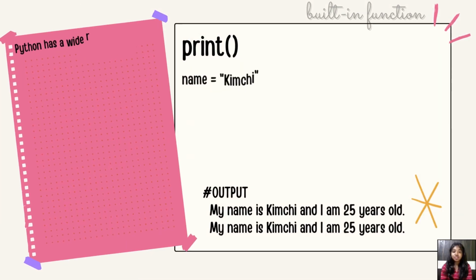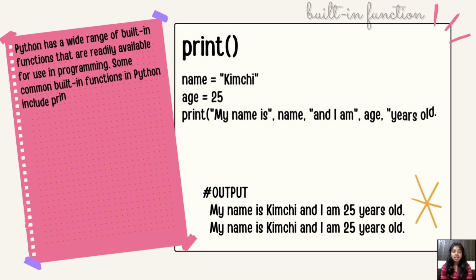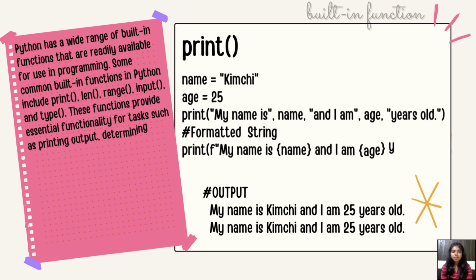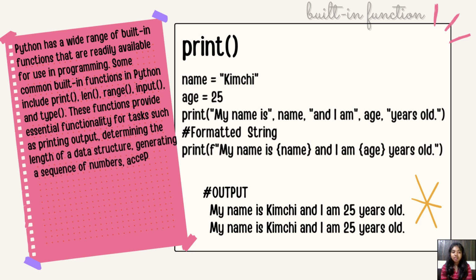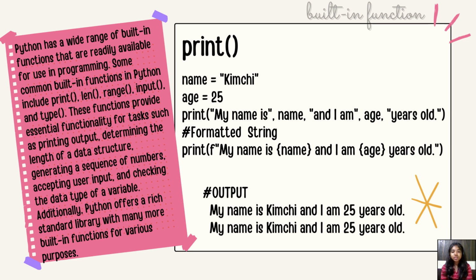Coming to the functions. Python has a wide range of built-in functions that are readily available for use in programming. Some common built-in functions in Python include print function, len function, range function, input function, and type function. Print function in Python outputs text or other data to the console.